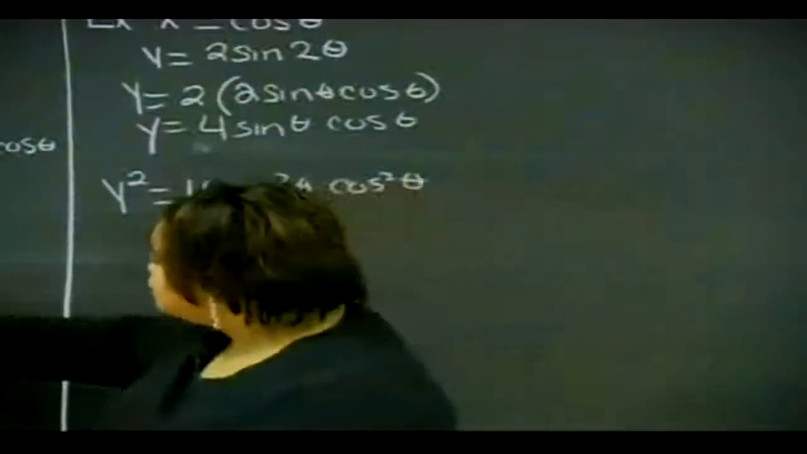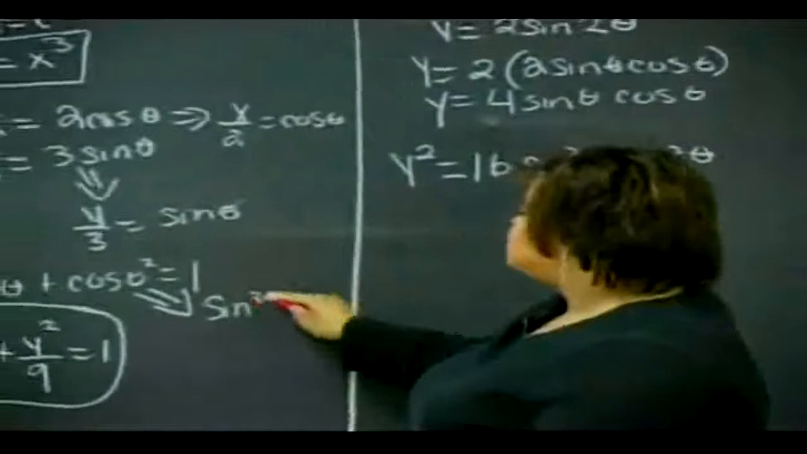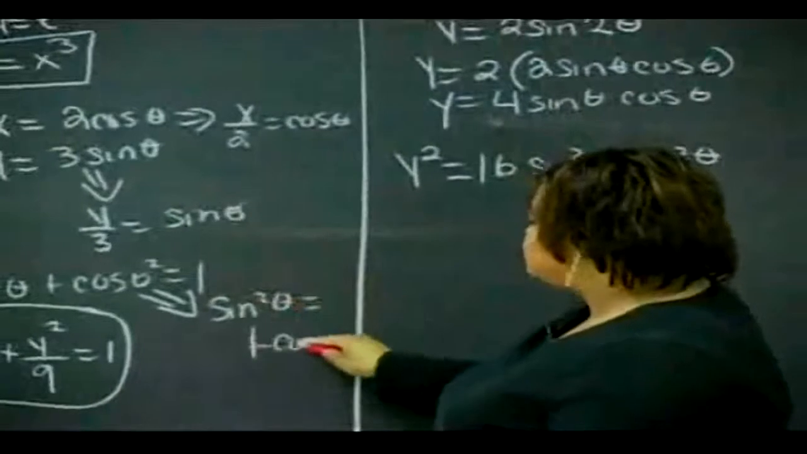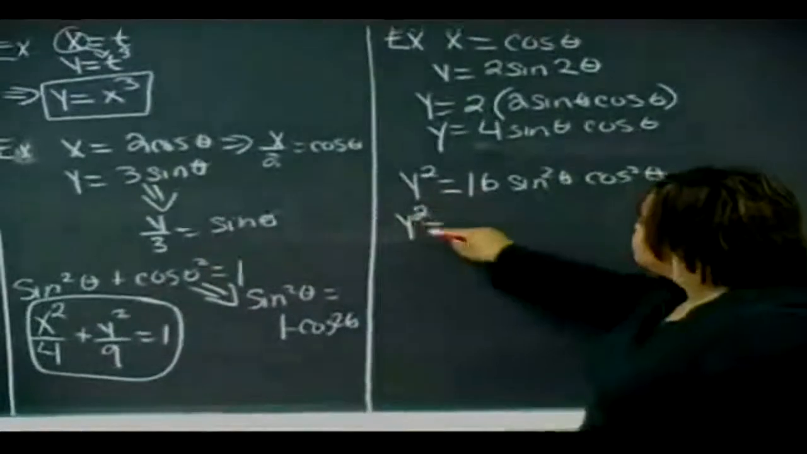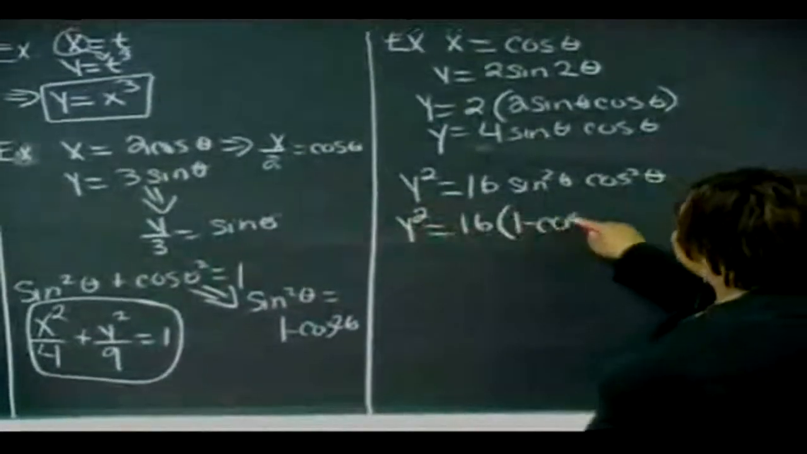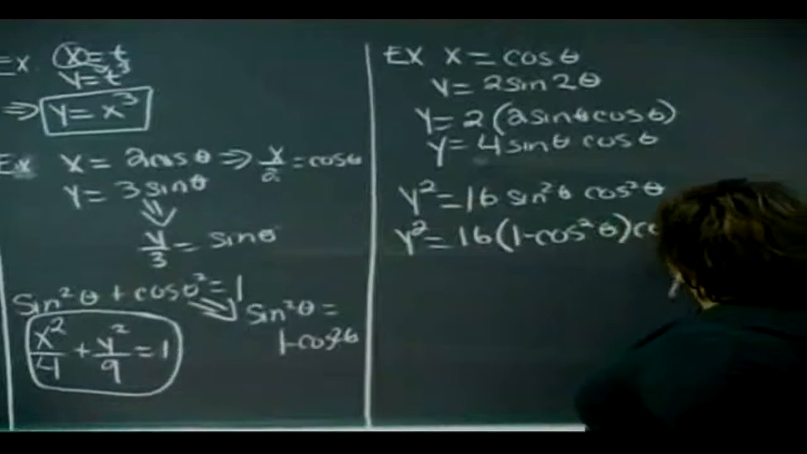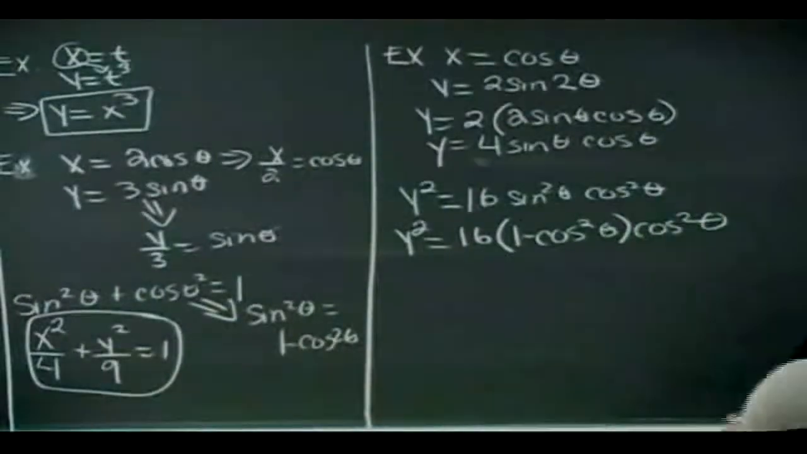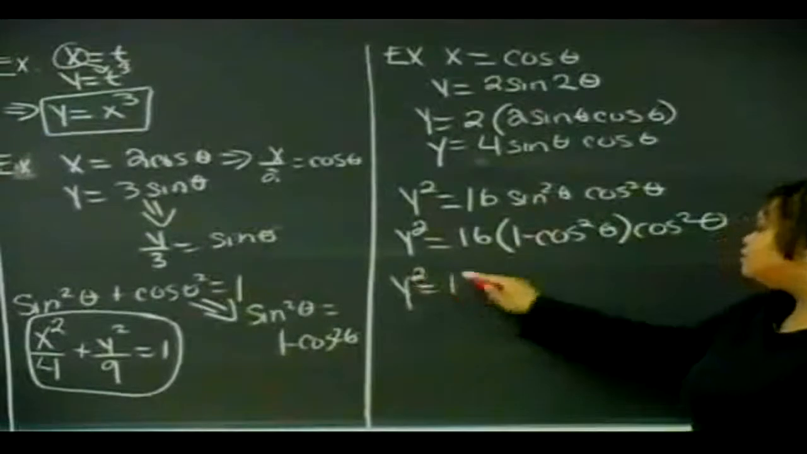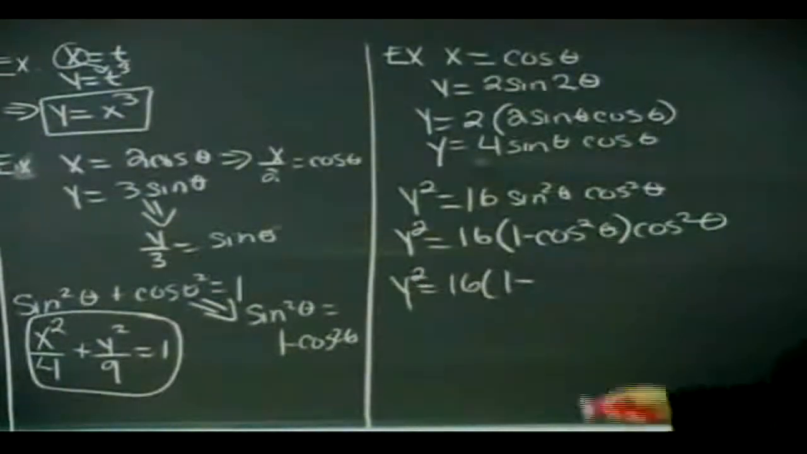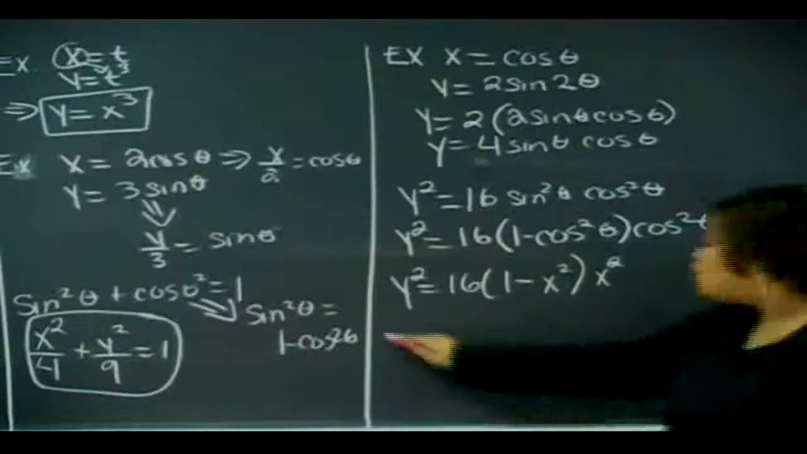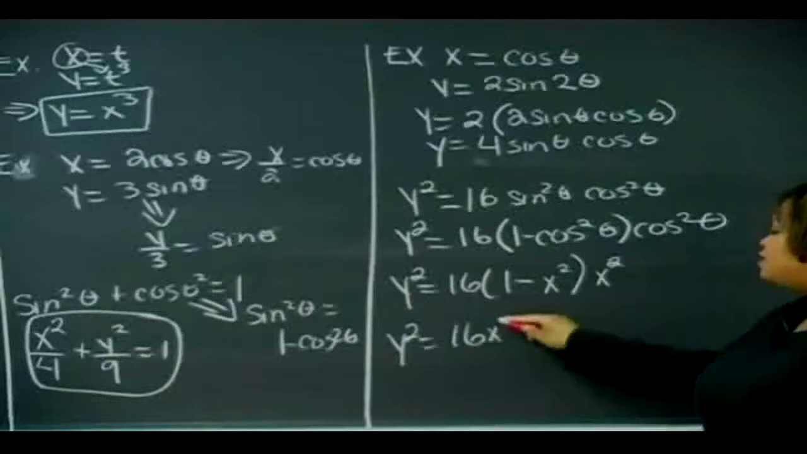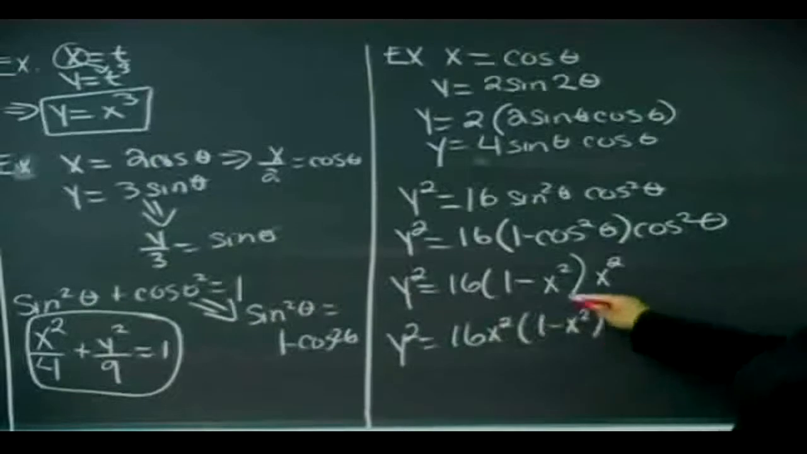And from here, sine squared theta is what? 1 minus cosine squared theta. So I can put in my 1 minus cosine squared theta. And now I can perform some substitutions, because cosine theta is x, so cosine squared theta is x squared. So y squared is 16x squared times 1 minus x squared.